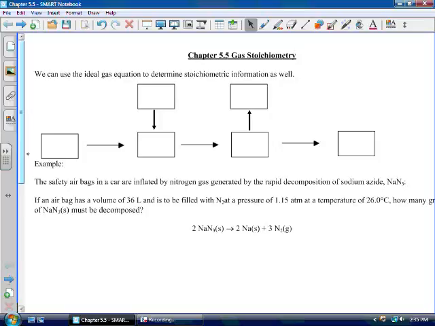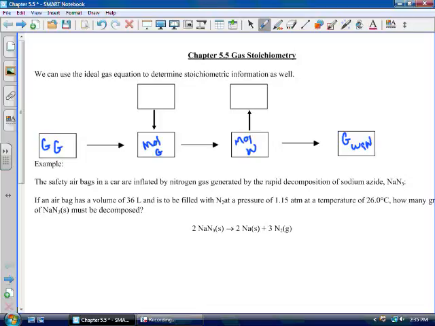Just as before, our diagram is the same. We have the 4-box system, and then we have filled into that some things. So in the first box, we have grams given. Second box, we have moles given. Third box is moles wanted. And then the last box is grams wanted.